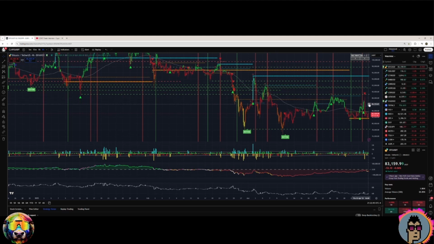A nice swing trade, guys. I don't really do a lot of scalping or day trading. But that's how I would typically use it as a tool.